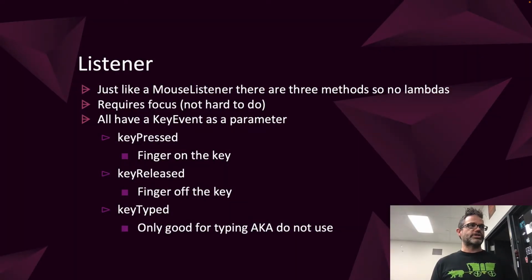So if we're going to work with the listener, it's just like when we're working with a mouse listener. We have 3 methods we have to implement as part of a keyboard listener. And because it has 3 methods, we can't use a lambda. I know, tears, so sad. But all of them have a key event as a parameter. We have key pressed, key released, and key typed.